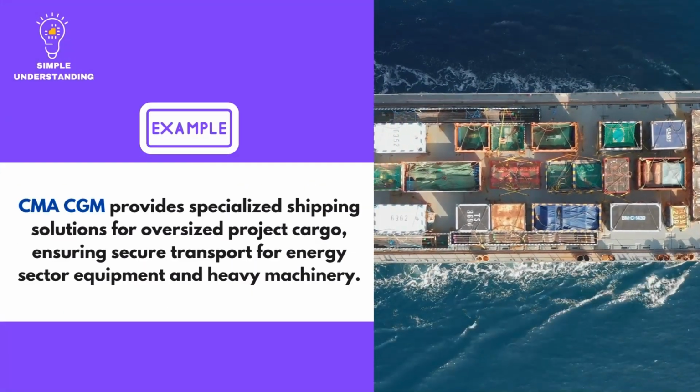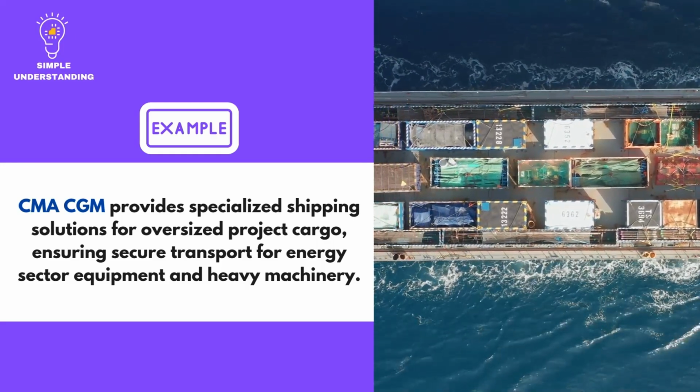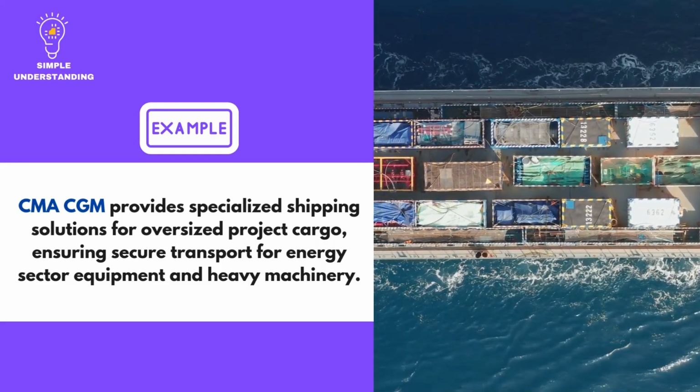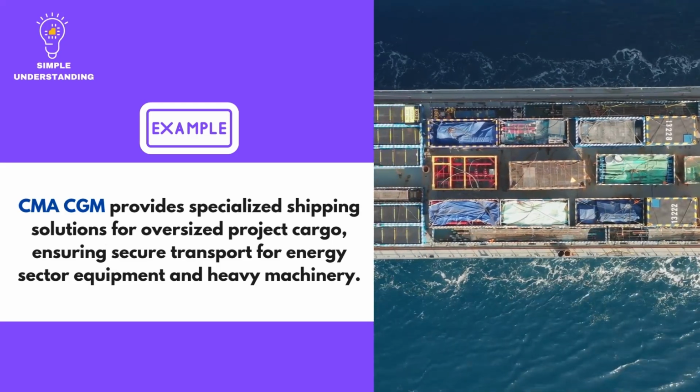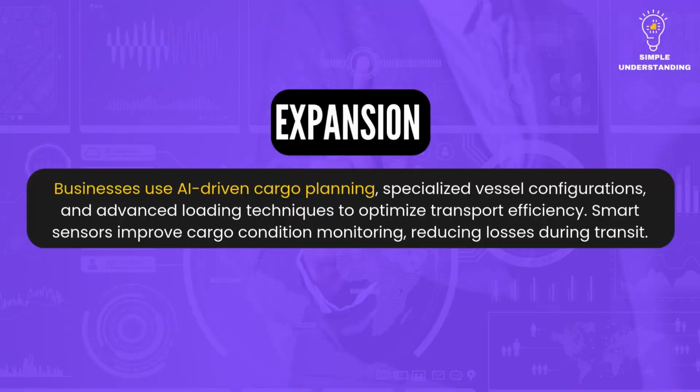Real company example. CMA CGM provides specialized shipping solutions for oversized project cargo, ensuring secure transport for energy sector equipment and heavy machinery. Expansion. Businesses use AI-driven cargo planning, specialized vessel configurations, and advanced loading techniques to optimize transport efficiency. Smart sensors improve cargo condition monitoring, reducing losses during transit.